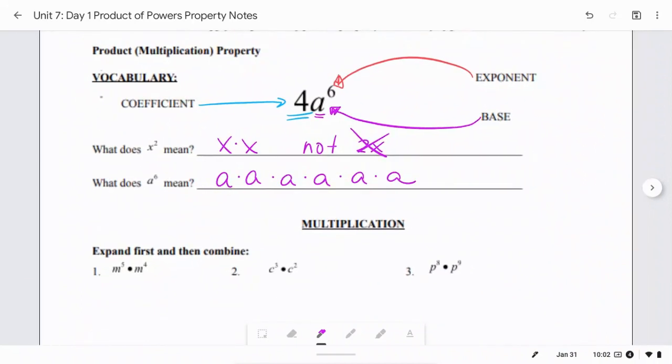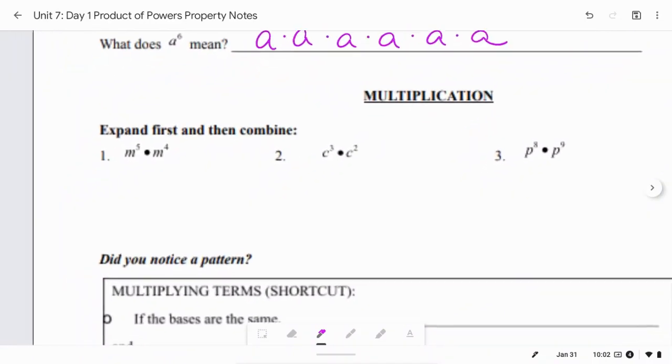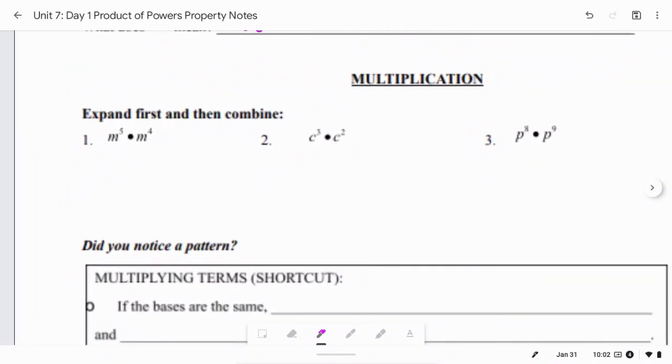Okay, so let's apply this idea and solve some multiplication problems. I'm actually going to start with example 2, and then we're going to see if we can come up with a shortcut. In example 2, it says c to the 3rd power. So I would multiply c by itself 3 times. And then I'm going to multiply that by c to the 2nd power, which is multiplying c by itself twice. Then I just want to count up how many c's I have total. There are 5 c's total. So my final answer is c to the 5th power.